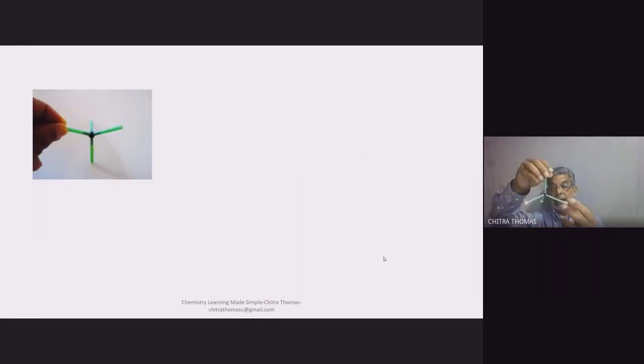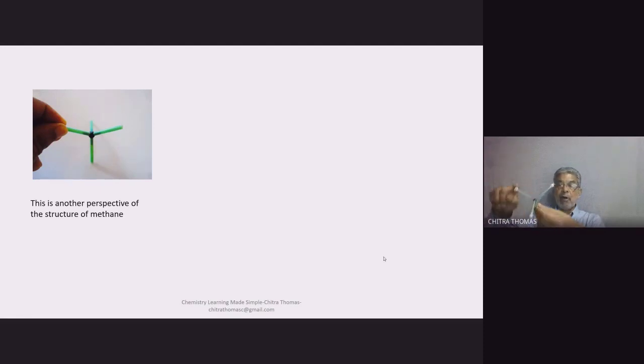Instead of holding the molecule like this, I'm holding the molecule like this. This is another perspective of the methane molecule. These 2 bonds are pointing up. These 2 bonds are pointing down. So, diagrammatically, these are the wedge bonds. These are hashed wedge bonds. Now, I will show with the model first.